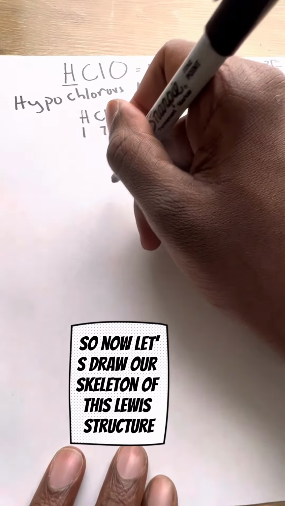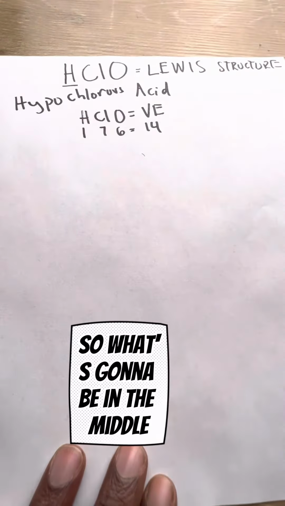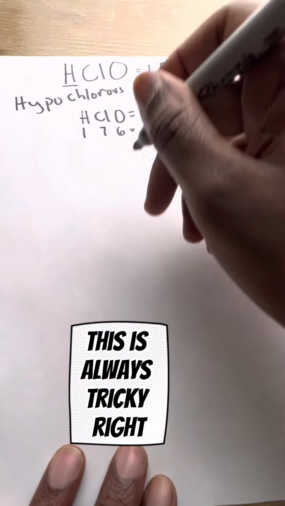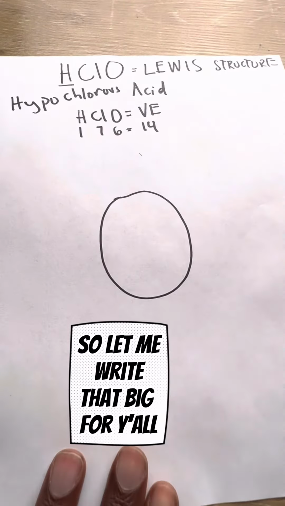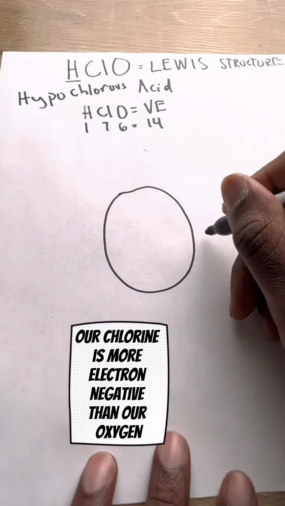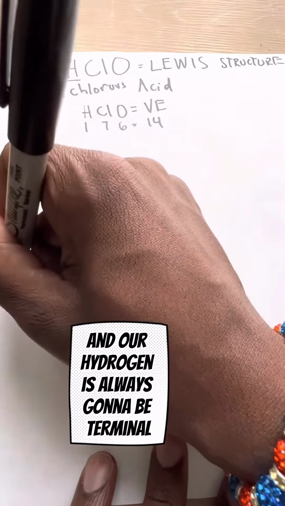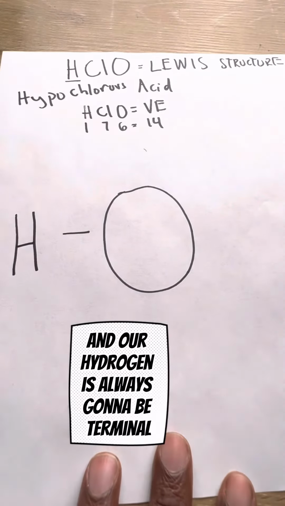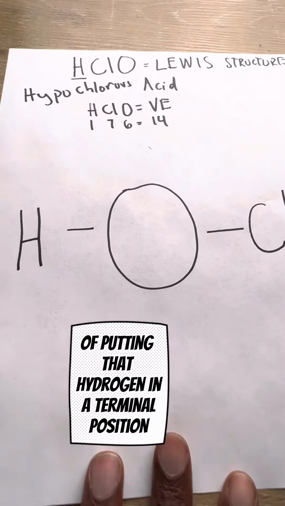So now let's draw our skeleton of this Lewis structure. So what's going to be in the middle? This is always tricky, right? In this case, what we want in the middle is the oxygen. So let me write that big for y'all. All right, we got the oxygen in our middle because in this case, our chlorine is more electronegative than our oxygen. So that needs to be terminal, and our hydrogen is always going to be terminal. So we just need to get in the habit of putting that hydrogen in a terminal position, okay?